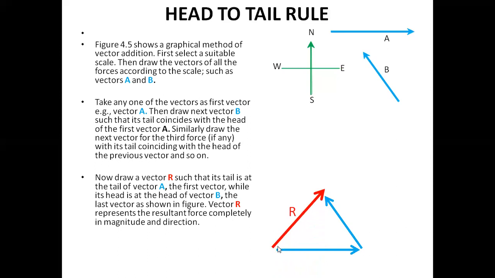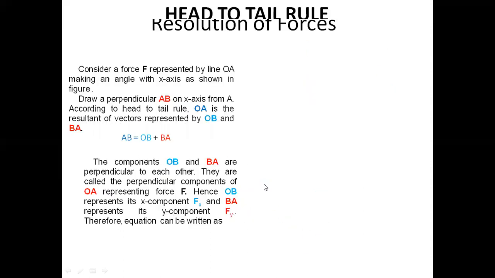Let's draw the tail of the resultant vector R at the tail of vector A and the head of vector R at the head of vector B, or the last vector, you will say. Vector R represents the resultant force completely in magnitude and direction. So this vector R basically shows the resultant of these two vectors.